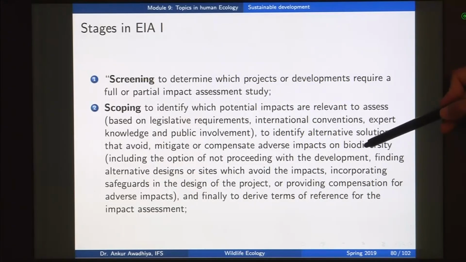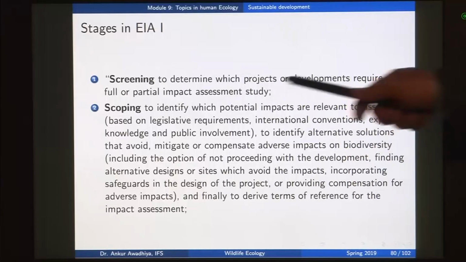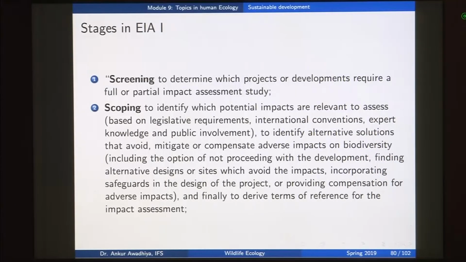we put it into the next stage, which is the scoping stage, and the scoping stage will identify what are the impacts that we need to assess. Do we need to assess water logging in this area or not? Or if there is some area that suffers from a number of earthquakes, and because we know that a big dam will also increase the propensity of an earthquake in that area, then probably we need to assess that as well. So, scoping will come up with what all impacts need to be assessed, it will also identify alternative solutions that we can put up to mitigate the impacts, and it also derives terms of reference for the impact assessment.